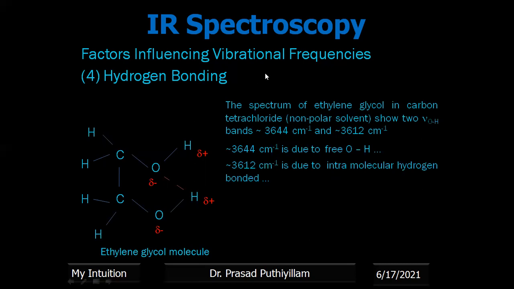So you can see how intramolecular hydrogen bonding affects. Since it is a non-polar solvent, there is no polar solvent present, and therefore the effect of hydrogen bonding with the solvent is absent. Therefore intramolecular hydrogen bonding will be there, as well as some free OH. Free OH, which is not participating in hydrogen bonding, absorbs at 3644, and if it participates in hydrogen bonding, it absorbs at 3612. So now it is clear how hydrogen bonding decreases the frequency of absorption in the downward direction.